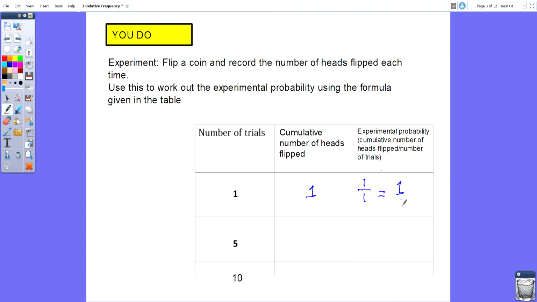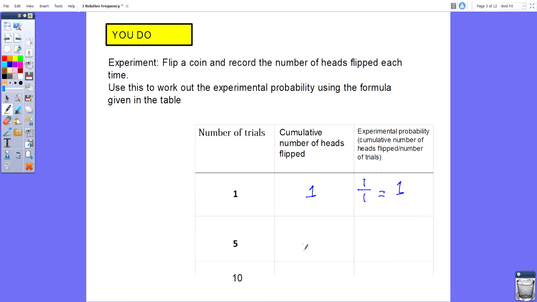Now we know that this isn't an accurate probability because this means that the event of flipping a head is a certain event, but we know that's not true for coins, it's actually 50-50, so this is just reliant upon the data I have rather than what I know about coins.